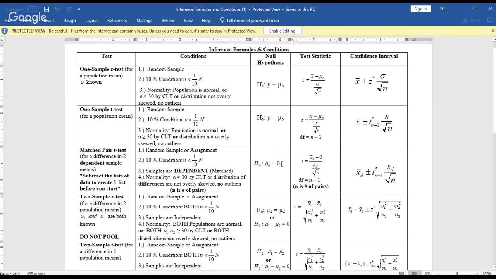Just remember that on matched pair, you're looking for a difference. That's why it's 0. And then all the two sample ones, just be careful, if it's one tail on a two sample test, of which way you set up your variables. That's going to be important.